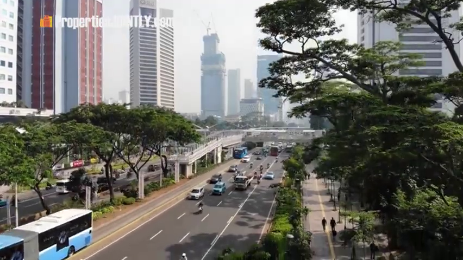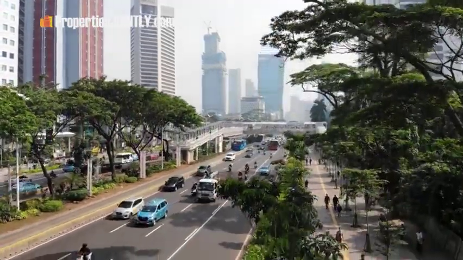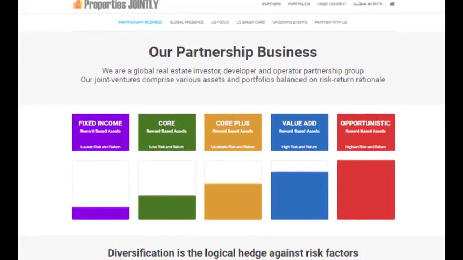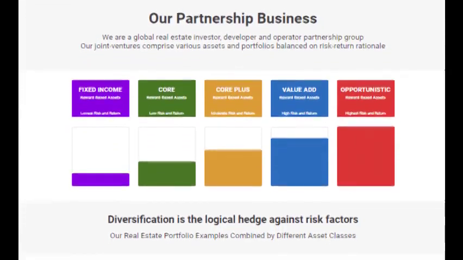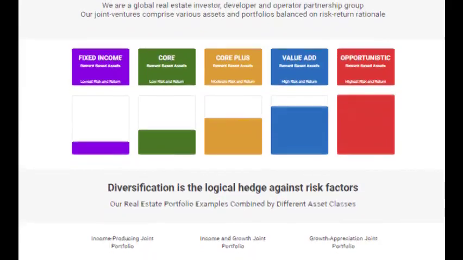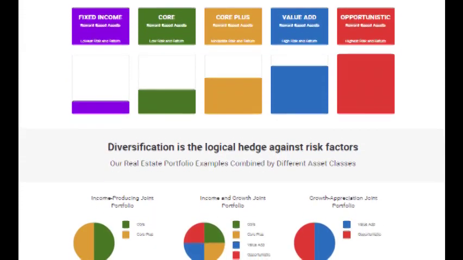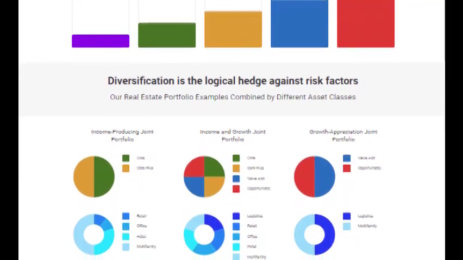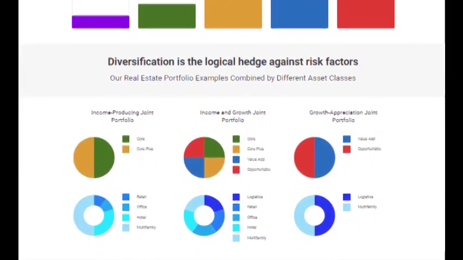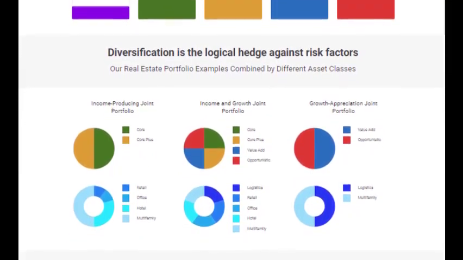and managing risk. Our website's homepage of propertiesjointly.com illustrates how our joint ventures and partnerships comprise various commercial real estate assets and portfolios balanced on risk-return rationale, starting from fixed income assets of lowest risk and return to all the way towards opportunistic real estate assets of highest risk and return.